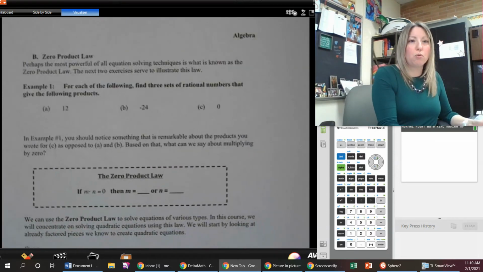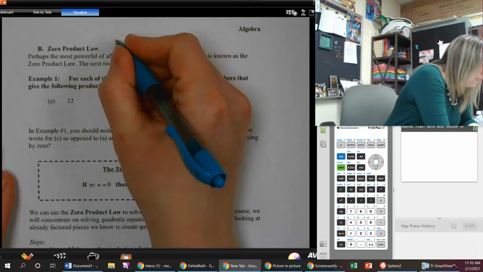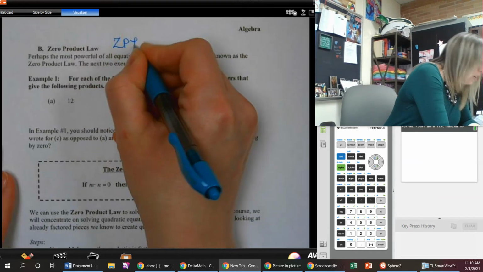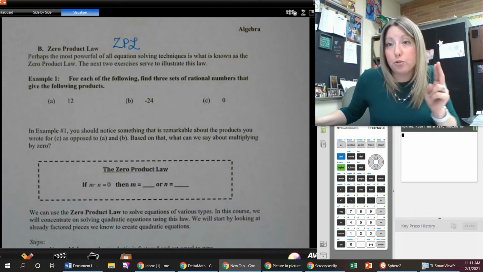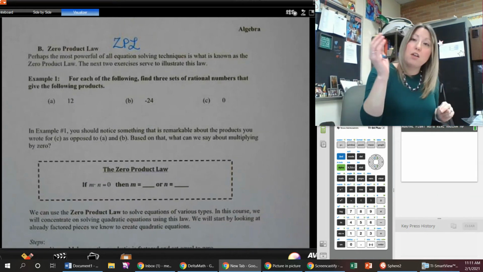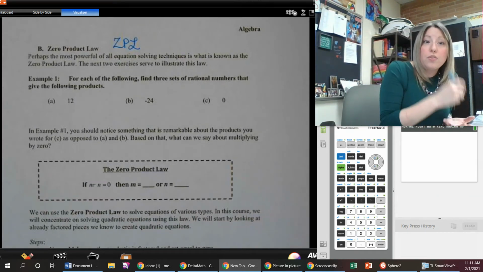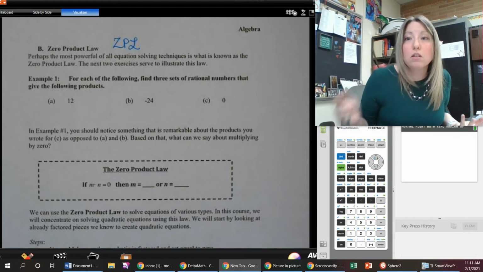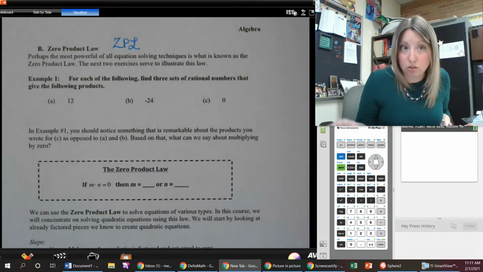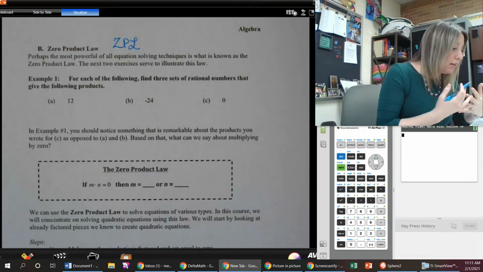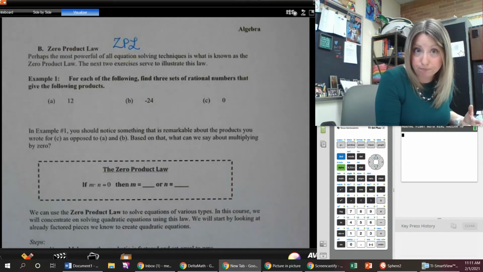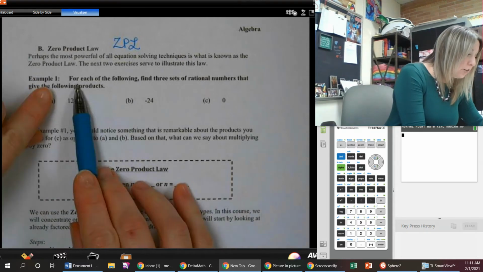The zero product law, ZPL. And it says exactly what you think it's going to say. If two things multiply together and their result is 0, then one of those two things needed to have been 0. Okay, so just real quick, we had factored a lot in chapter 7.